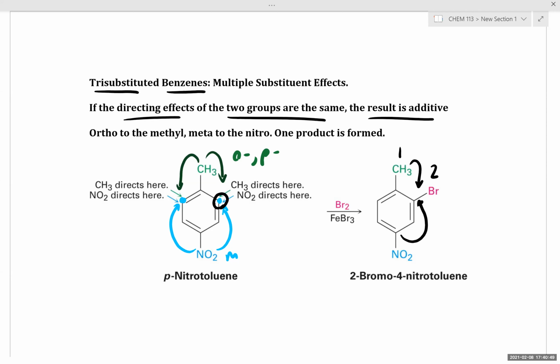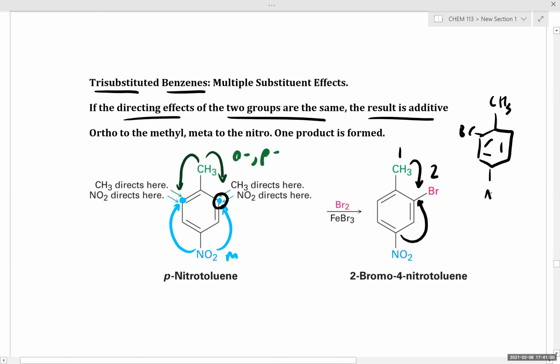Professor, does it matter which side it's going to be added on? So looking at the alternative structure, is this structure the same or different? Are the two positions identical or different? They're the same. Yep, they're the same.